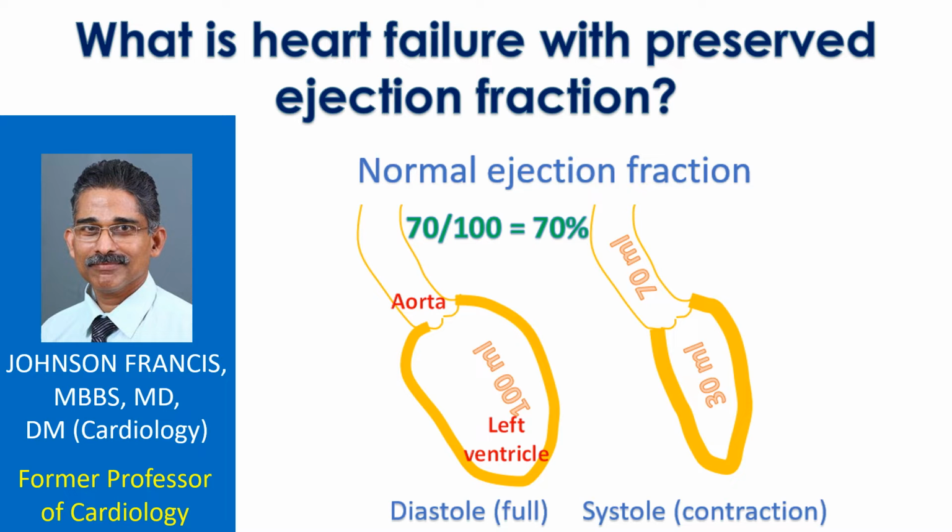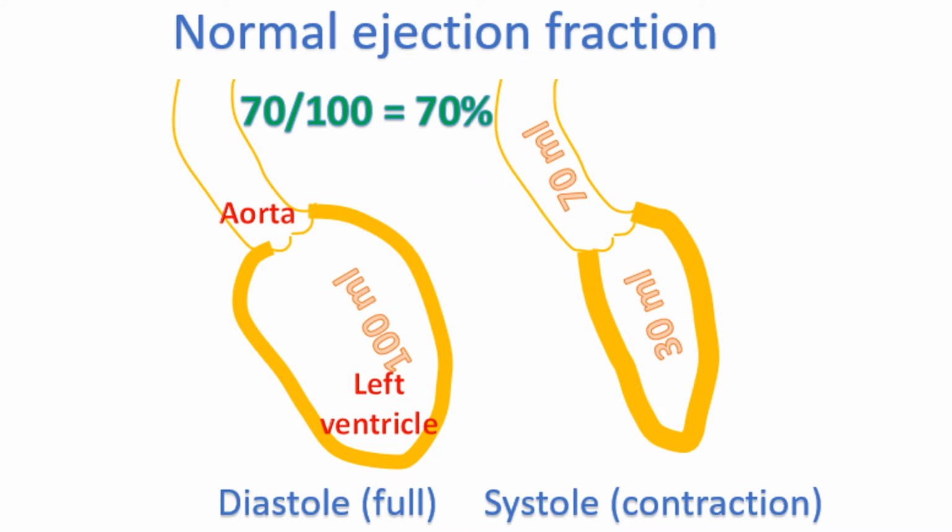The lower chambers of the heart fill when they relax after a contraction. As an example, if the left ventricle, the lower left chamber, has 100 ml blood after filling and 70 ml is ejected out during the next contraction, the ejection fraction is 70%. In heart failure with reduced ejection fraction, it is below 40%.